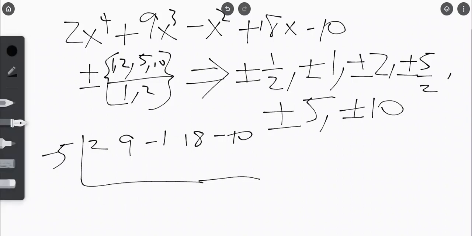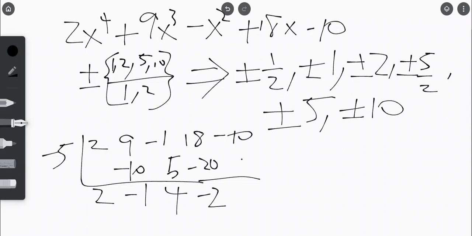Let's try -5. 2 times -5 is -10. -10 plus 9 is -1. -1 times -5 is just +5. 4, -20, -2, +10, which gets us 0. And so we have a 0 remainder, meaning -5 is indeed a root. And so really the key here is just using the rational root theorem to generate a list and then just testing out the roots and seeing which ones fit.